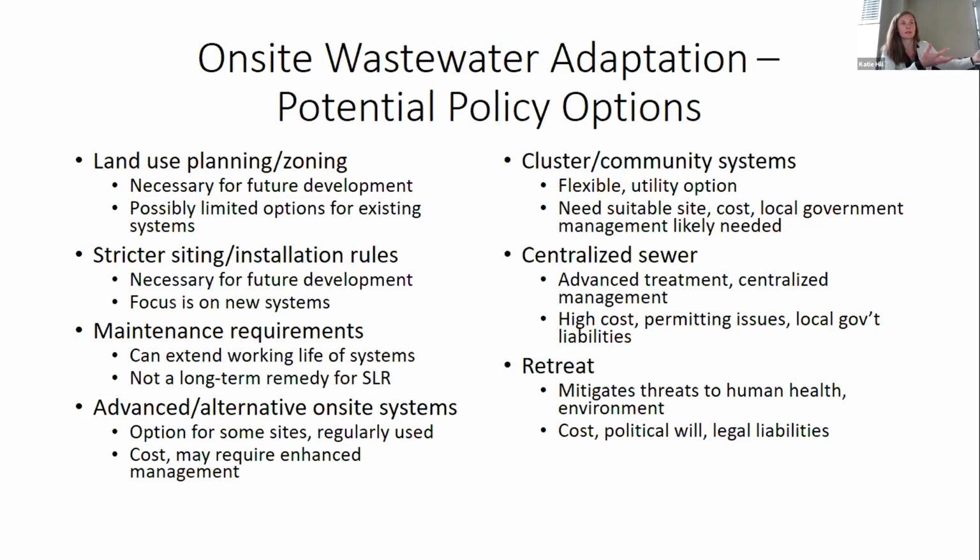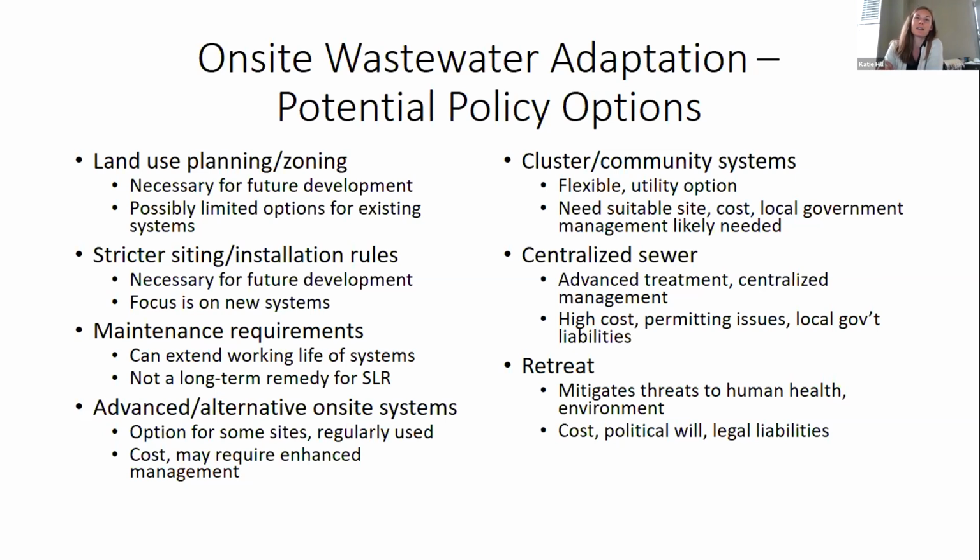You need a place that's going to work to take the wastewater if you're doing disposal into the ground. They can be expensive, and I think local government management or some sort of local government involvement is definitely, if not necessary, incredibly appropriate for these systems. And if the local government isn't interested in being involved, it might be a little tricky.